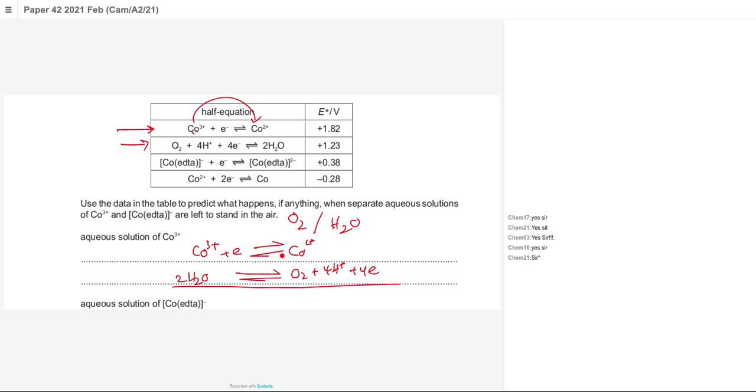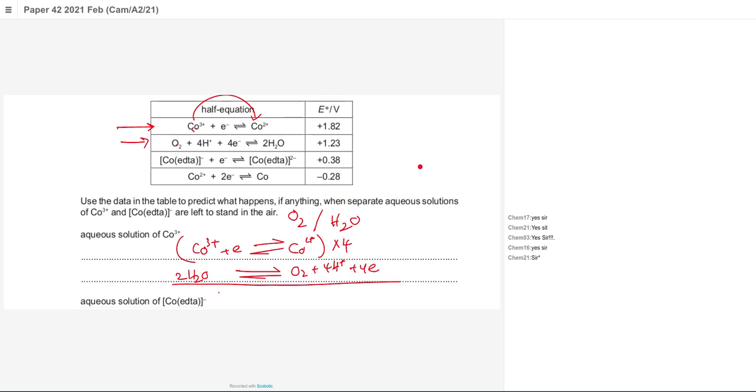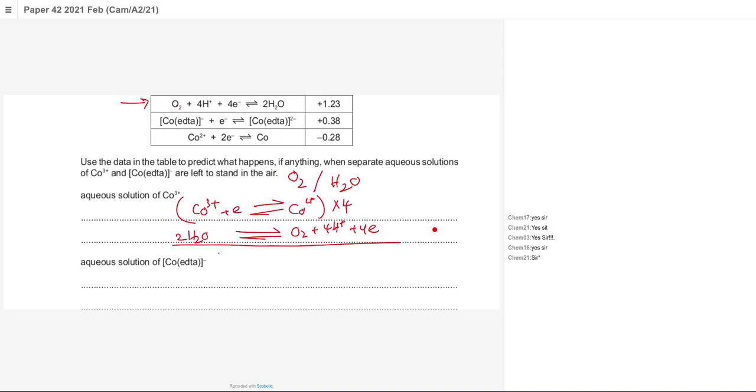So when I add these two equations, I get the overall equation. We are not supposed to write the overall equation here, but if the question says predict what happens, you just predict. But to predict, we need to know whether the reaction takes place or not. In this case, the reaction does take place. It produces cobalt 2+ and oxygen from water, and in the overall reaction we don't use reversible arrows: 4 cobalt 2+, the oxygen, and 4 H+. This is the overall equation.